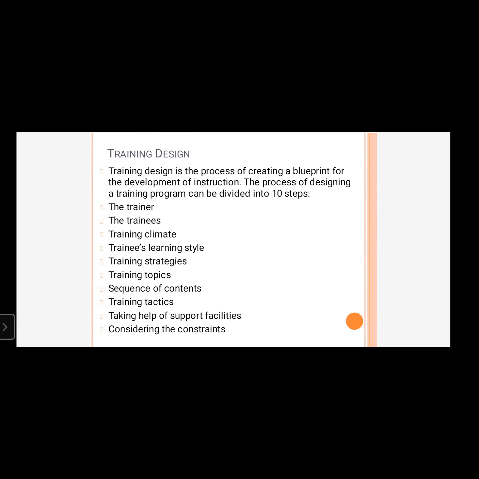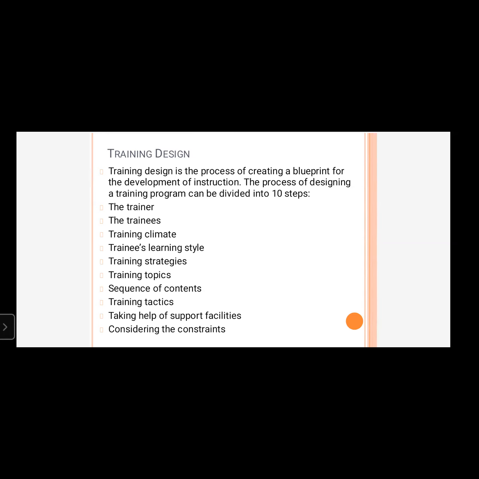Everyone should be treated equally during the training program. Everyone should be given equal opportunity during the training program. Only then can we say that the learning environment is there in the organization. So that is called training climate. It should be such that everyone gets a chance to learn.